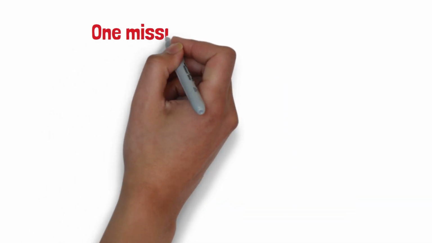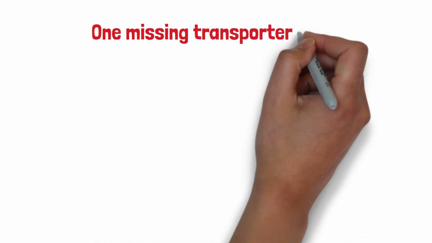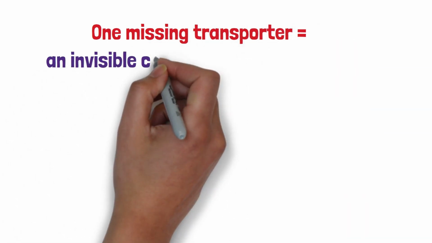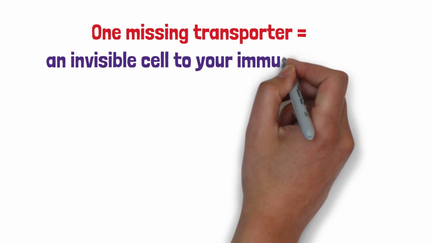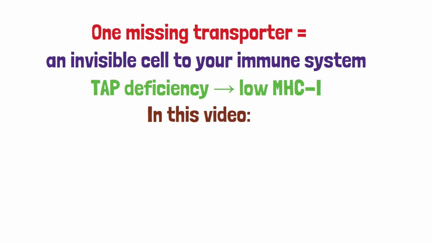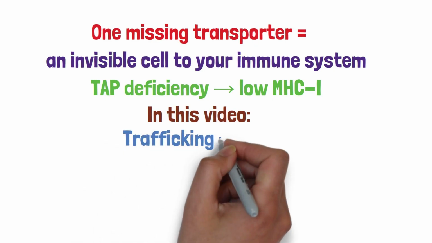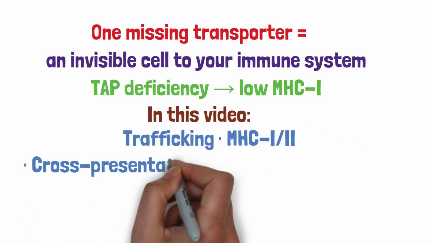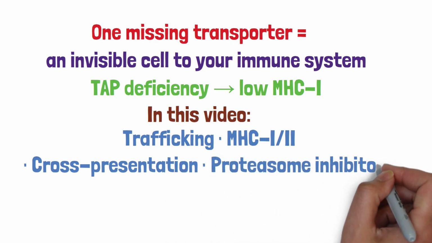Here's what shows up on your exam. One missing transporter protein can leave a virus-infected cell completely invisible to your killer T cells. In this video, we'll cover lymphocyte trafficking, MHC Class I and II pathways, cross-presentation, proteasome inhibitors, and antigen-presenting cells.